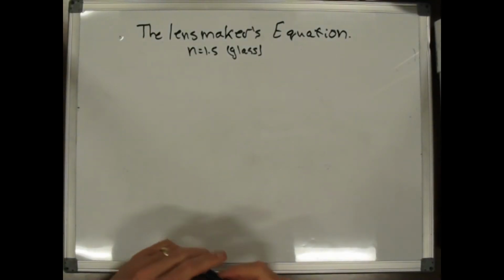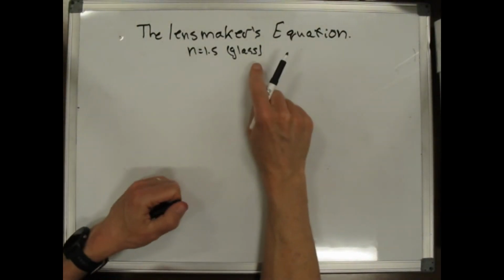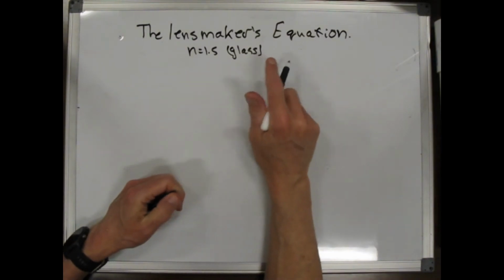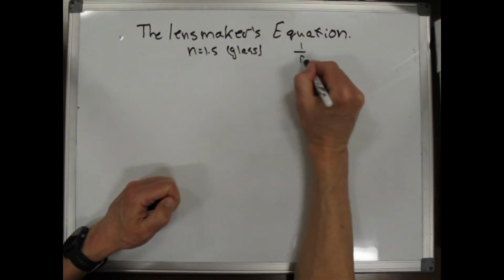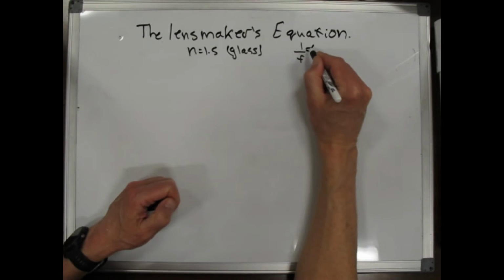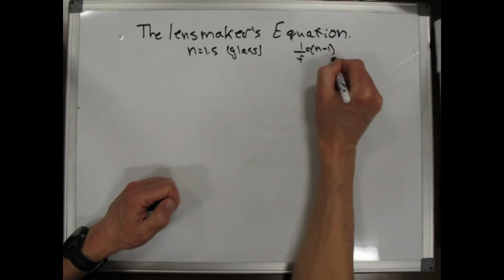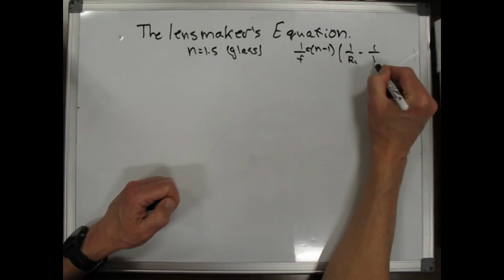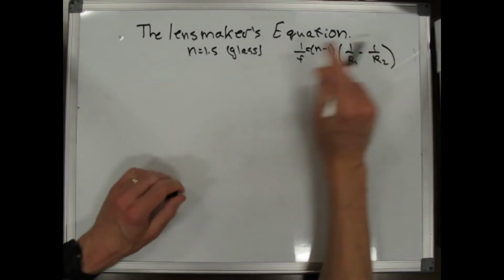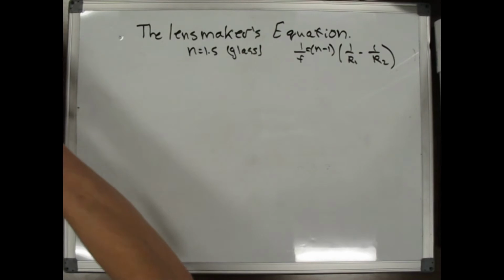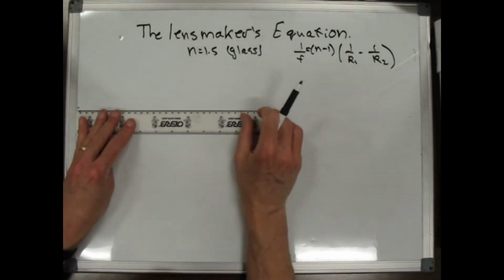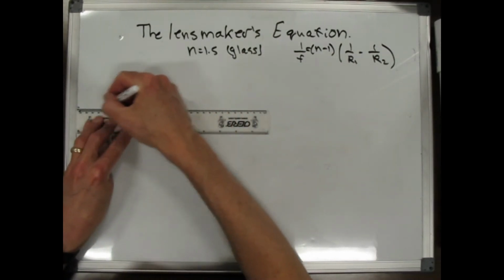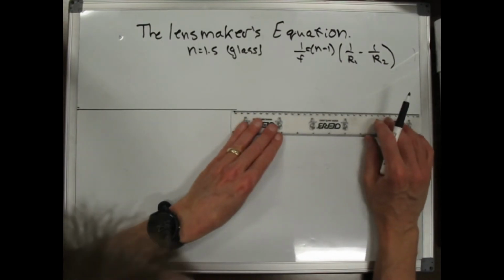So we're going to use the Lensmaker's equation for a lens made of glass. If you remember the Lensmaker's equation, it's 1 over f equals n minus 1 times 1 over R1 minus 1 over R2. We have to be a little bit careful about our R1 and R2 for the following reasons. So I'm going to draw an optic axis here, and then I'm going to put a lens on it.